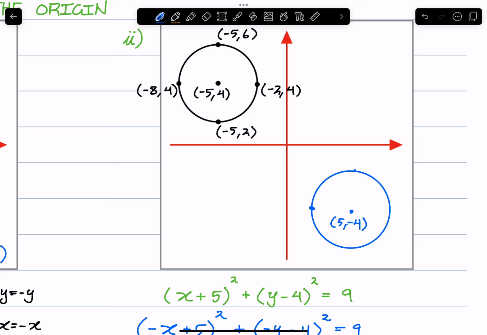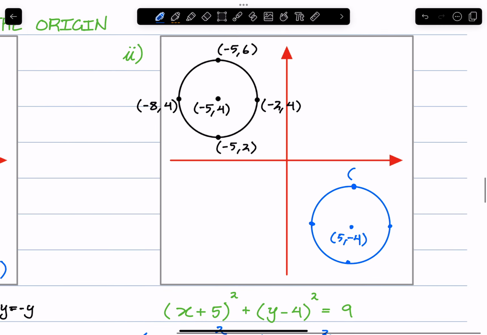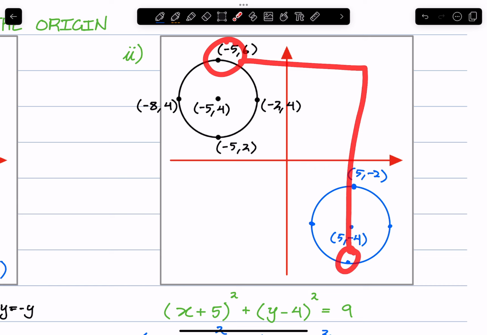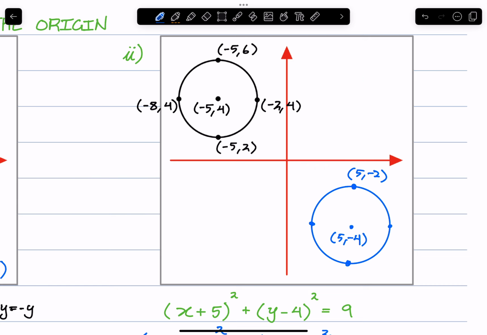And the 4 points surrounding it would also follow the same suit. This point is actually transformed to here, not this one to this one. It's actually this point reflected on the y-axis, and then reflected on the x-axis. That point would be positive 5, negative 2. This point is actually going to be this one. Okay, so this would be positive 5, negative 6.